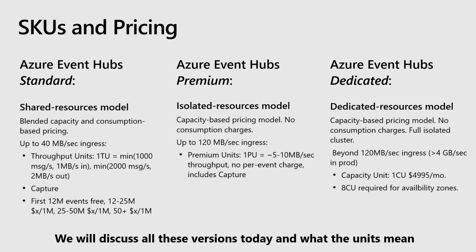They have the same API surface area. They have the same protocol gestures that they support, but ultimately the capabilities are based on different architectures. Event Hubs Standard is our shared resources model, which means you are buying effectively capacity in a cluster with other neighbors on the side, which means that we can give you very, very, very cheap pricing.